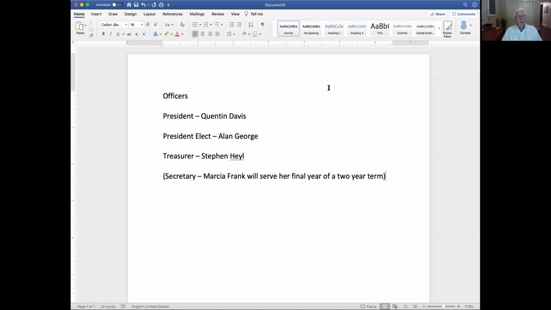Okay, the officers for the coming year are: for President, Quentin Davis; for President-elect, Alan George; for Treasurer, Stephen Heil. We will not be voting on a secretary because Marcia will be serving out her final year of a 2-year term. So this comes with a move and second, since it comes from the board.